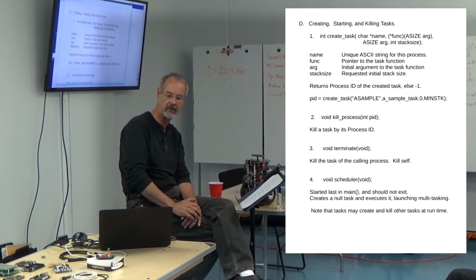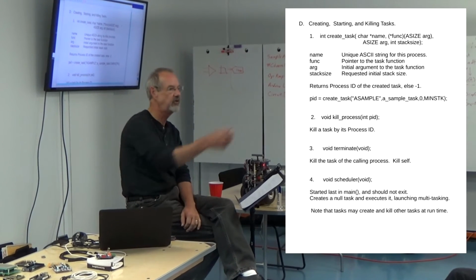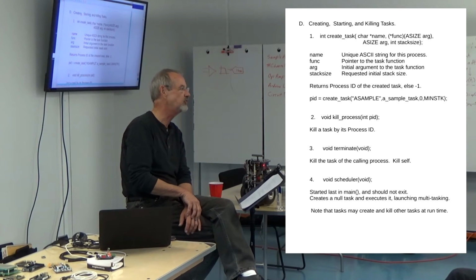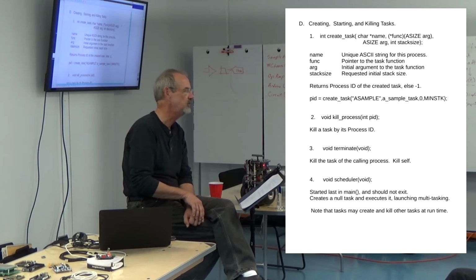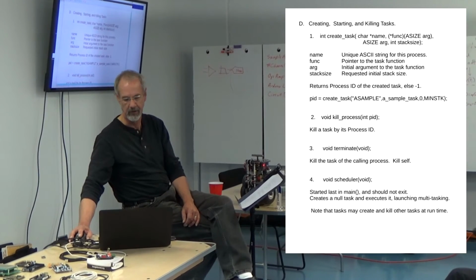When you call create task, it'll assign a process ID to this task, or it'll return -1, which means I couldn't make the task. Something went wrong, I ran out of memory, or you wrote it wrong.